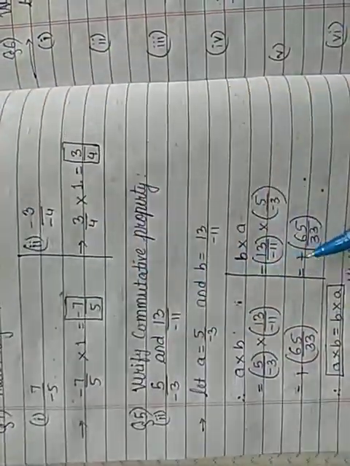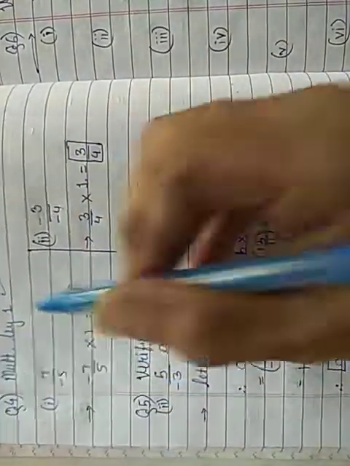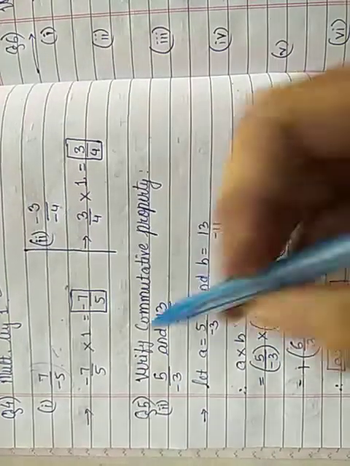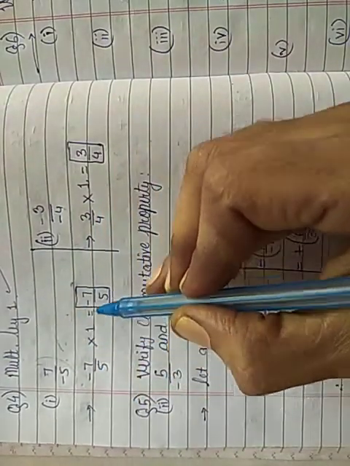Okay, let's move on to the next questions. Now multiply by 1. Actually this is so easy that orally we can tell the answer. Only we have to convert this into standard form and that's it. This is the answer. Any number multiplied by 1 gives the same answer.